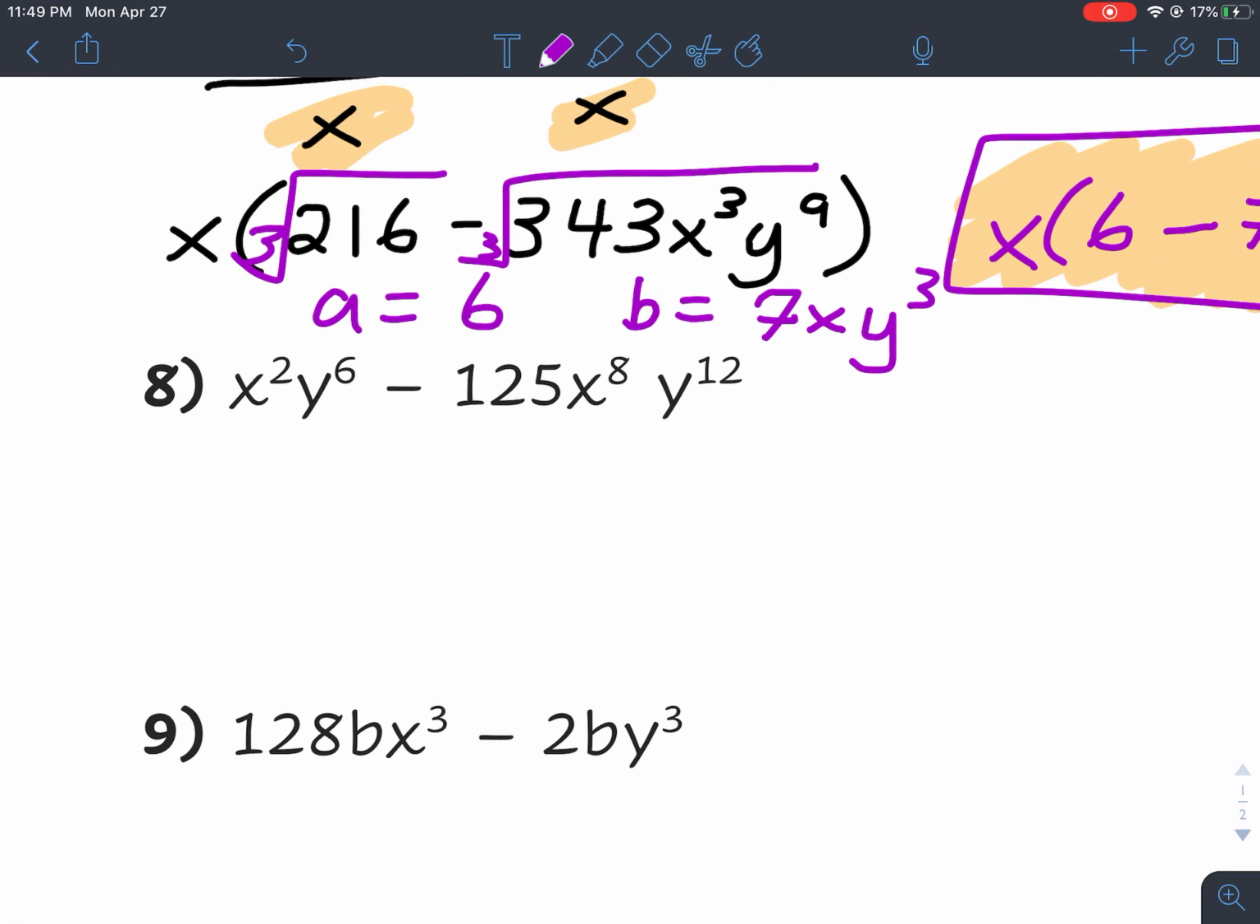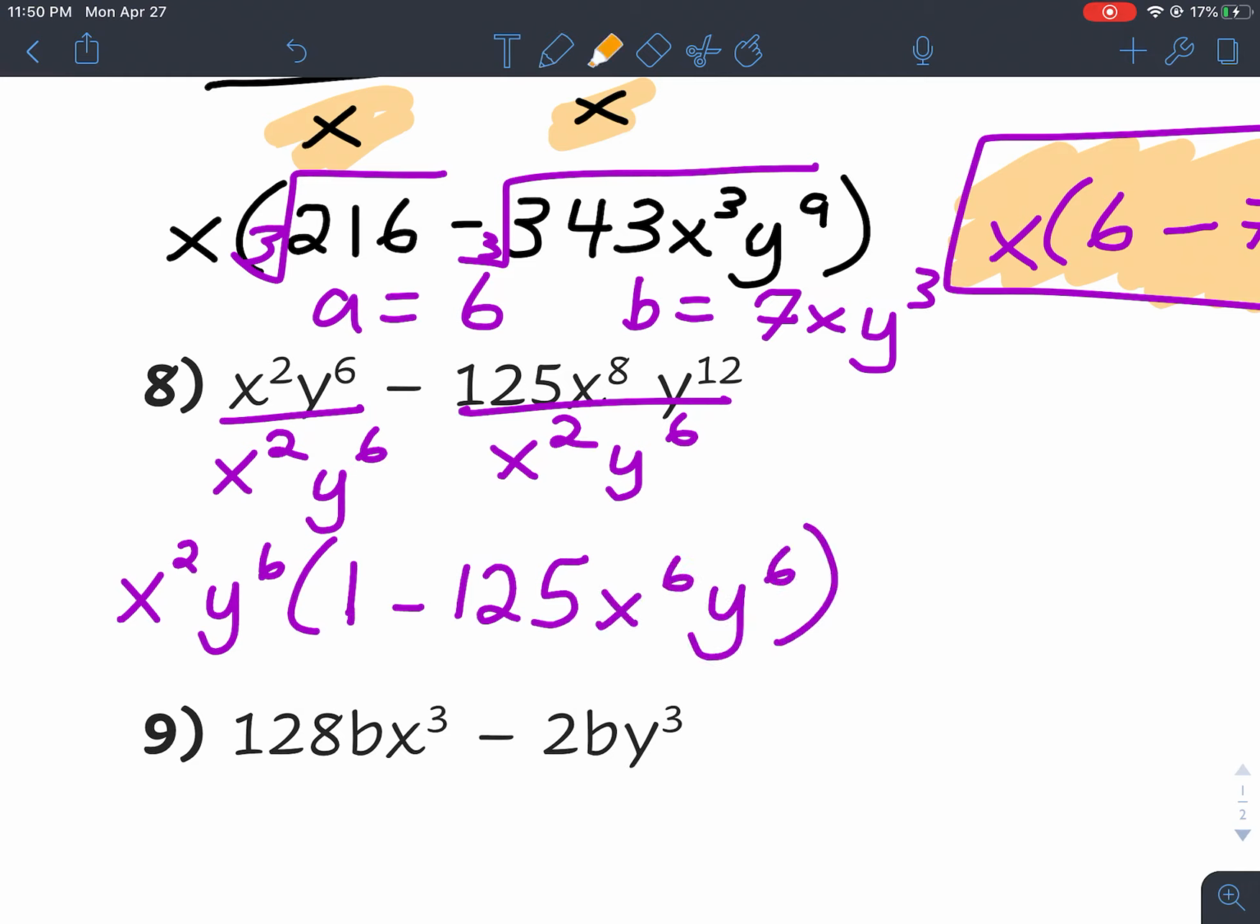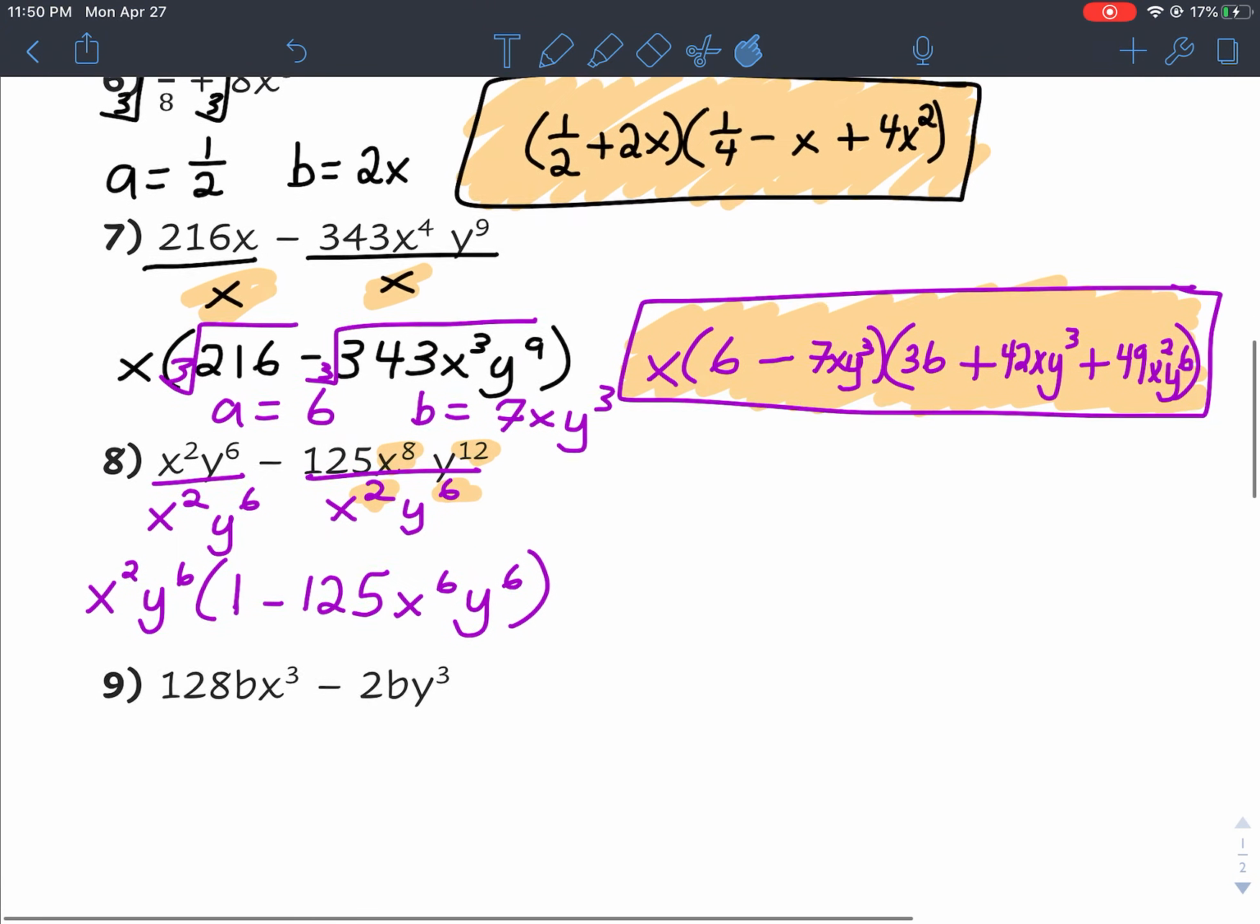Okay, just 2 more practice ones. So take out your GCF first, if there is one. So how many x's they have in common? 2 each, and 6 y's. So when we divide each term by that, we get 1 minus 125 x to the 6th, y to the 6th. Remember, exponent properties, when you're dividing, you subtract exponents of the same base.